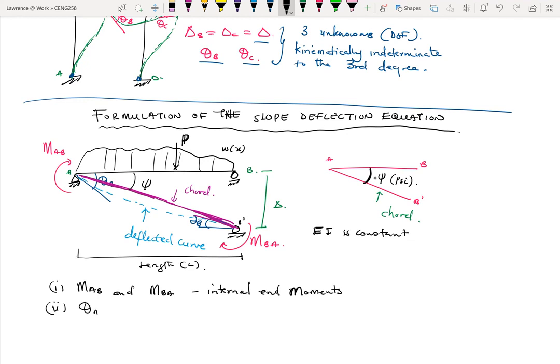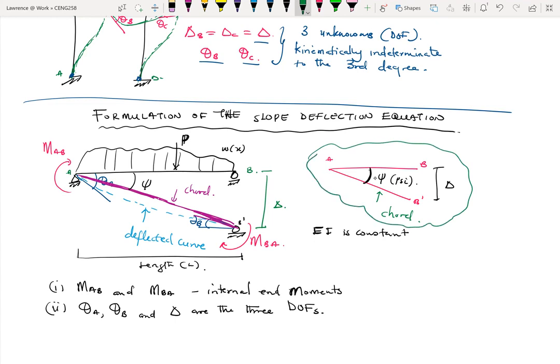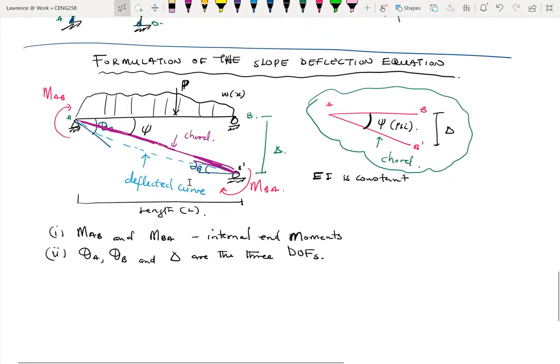Then we have theta A, we have theta B, and also delta. So these are the three DOFs. Then here is delta. This information will be very useful to us as we go along. We have done something similar using the moment area method, something very similar to this. So theta A, theta B, and delta are the three DOFs.